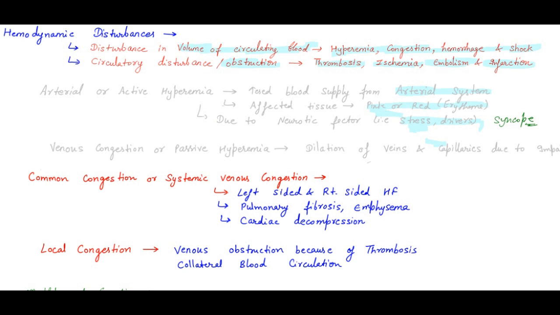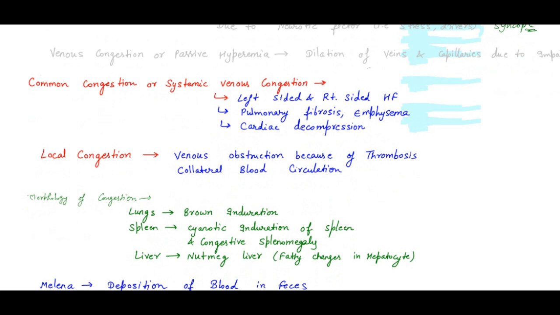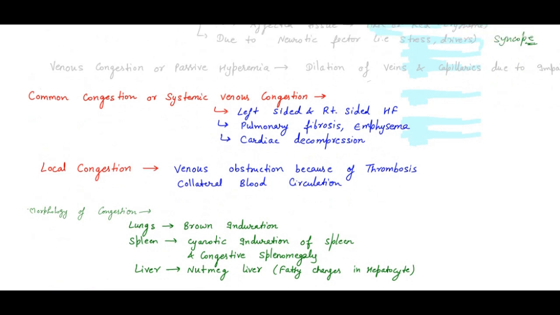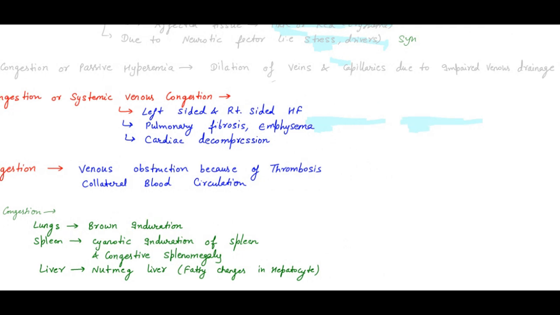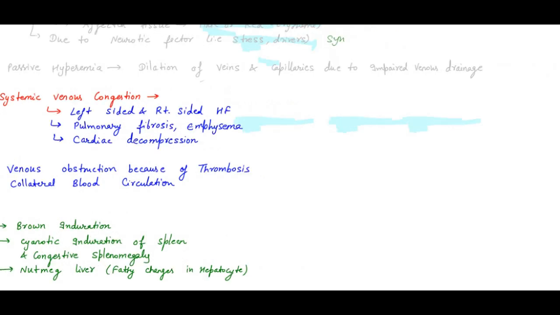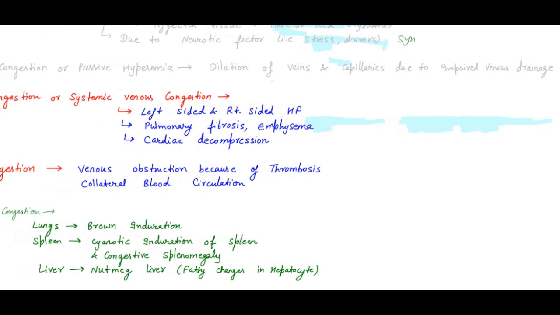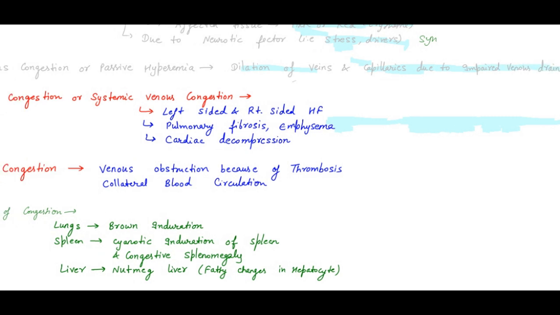The next we have venous congestion or the passive hyperemia. It simply means what? There is a dilation of the veins and capillaries due to impaired venous drainage. That is our venous congestion or the passive hyperemia.